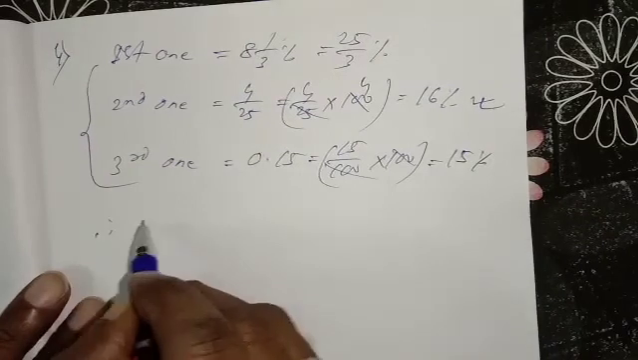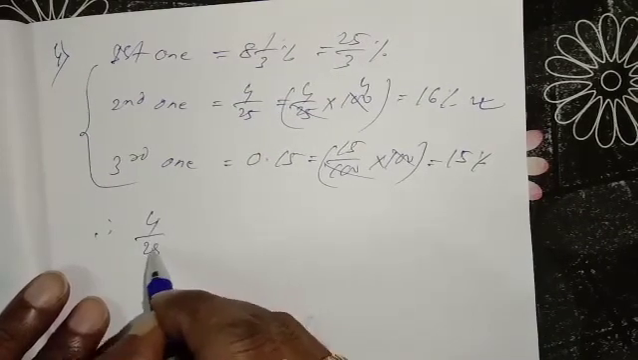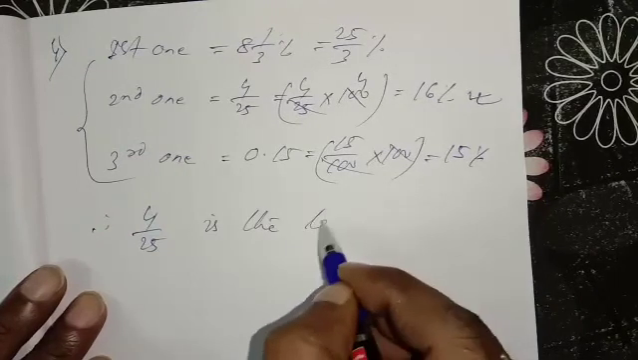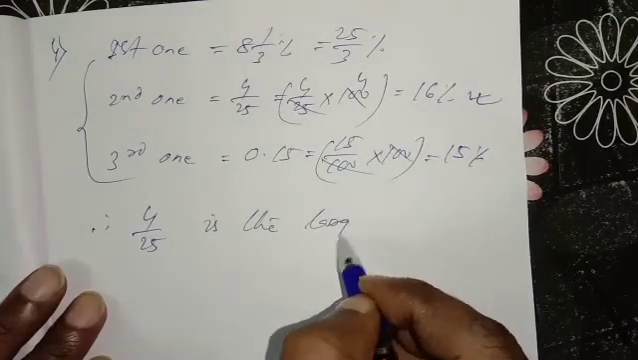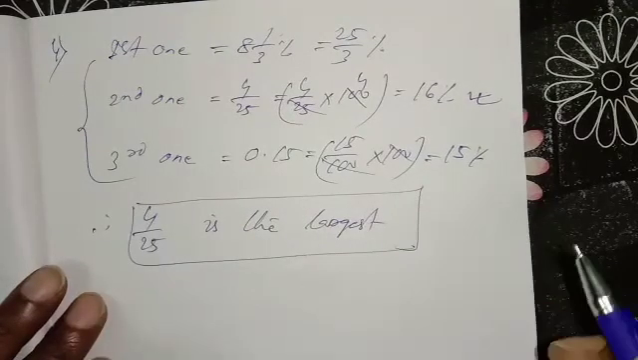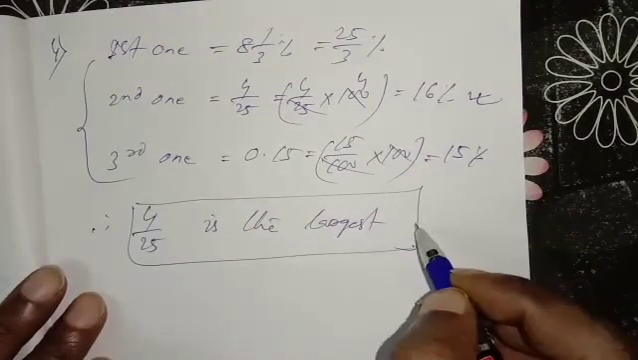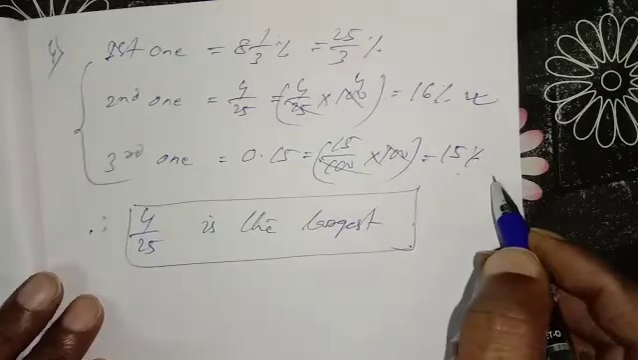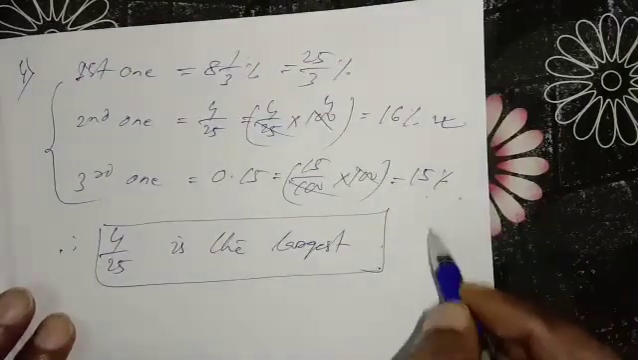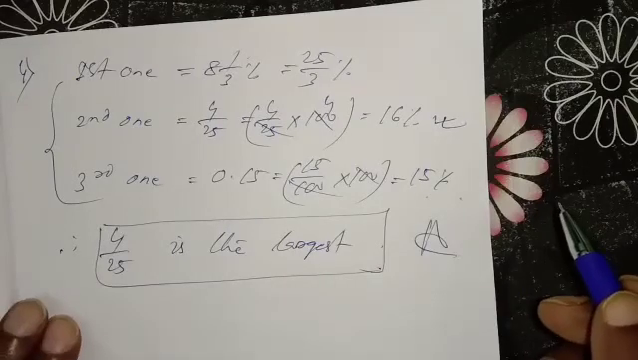Therefore 4/25 is the largest. This is largest because 4/25 means 16%. It is equivalent to 16%. Third one is 15%, and first one is 8 1/3 percentage. I think it is clear for you.